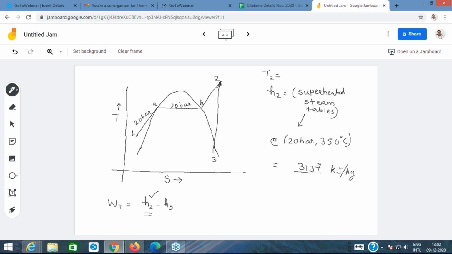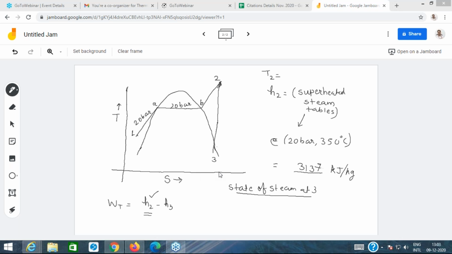So how do you find H3? What is the state of steam at 3? Look at my diagram and tell me. State, not process. What is the state of the steam at 3? No, it is not liquid, Sharvari. Kamlesh, it is not superheated. Yeah, Neha is right. It is wet steam. Ananta, it is not dry, it is wet steam.